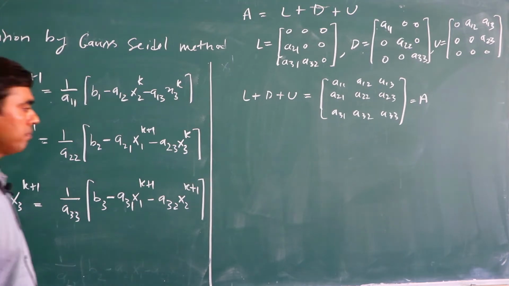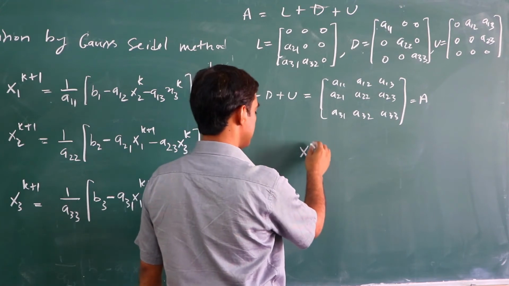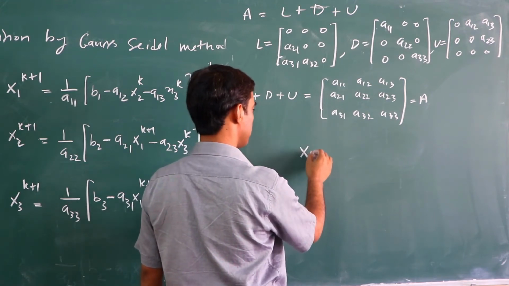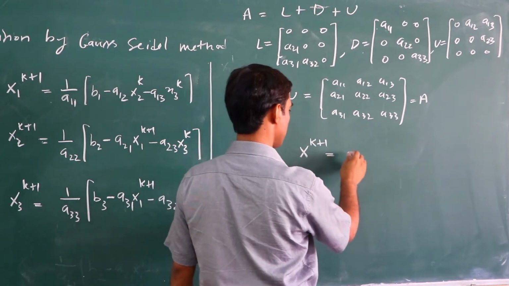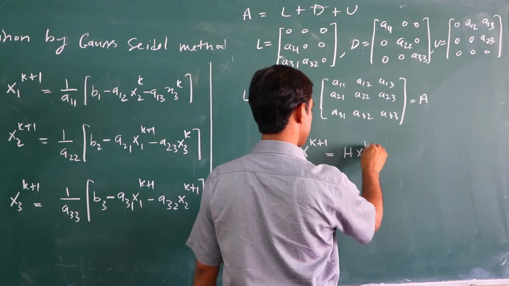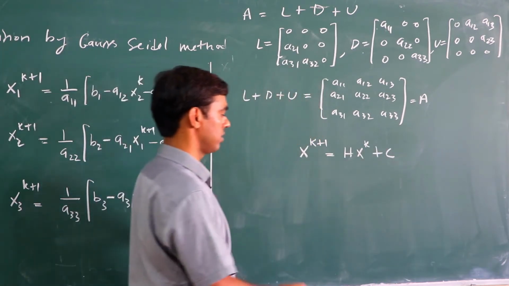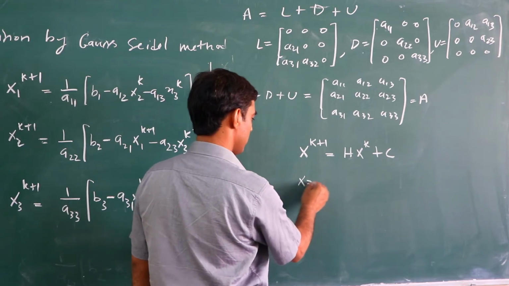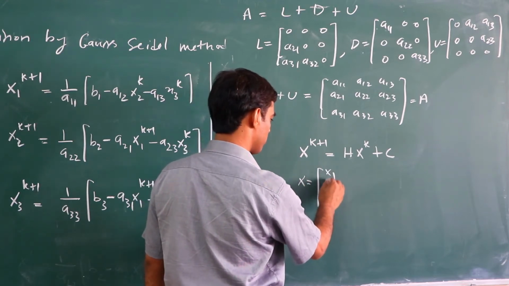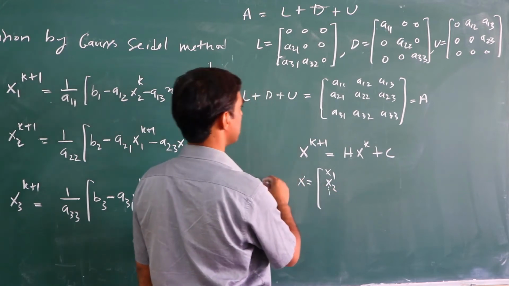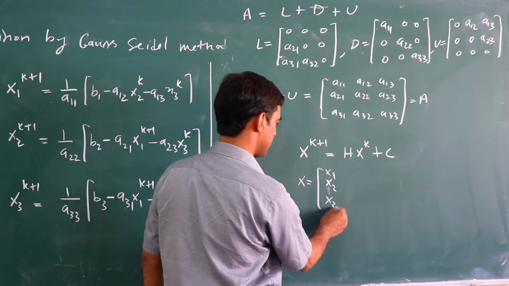So what is our aim? Our aim is to write an iterative scheme of the form x to the power k plus 1 equals H times x to the power k plus C, where x is a column vector having as many entries as the number of unknowns. In this case there are 3 unknowns, so x1, x2 up to x3.